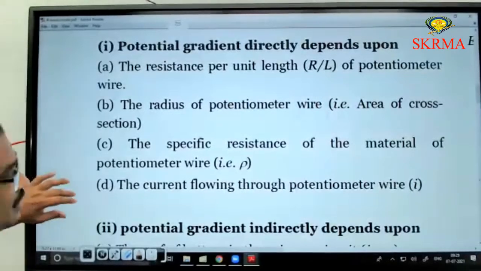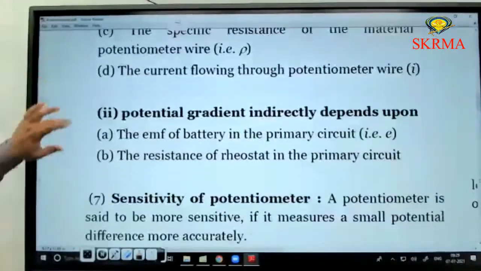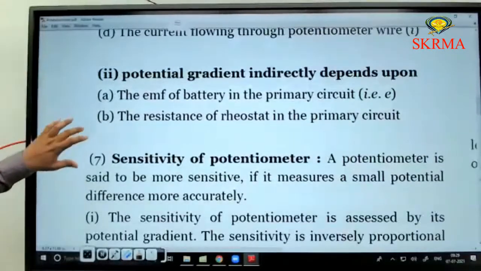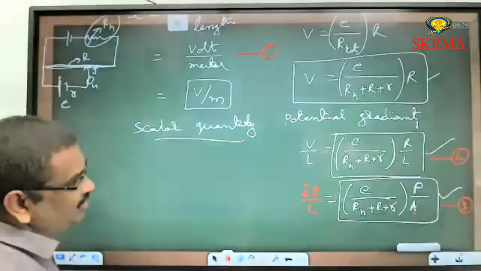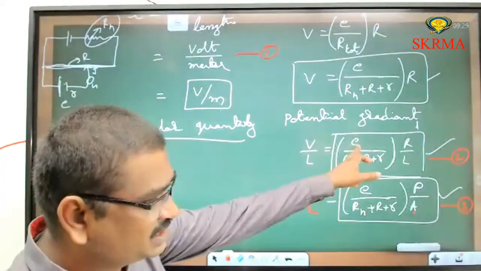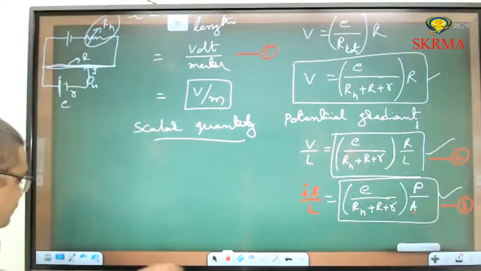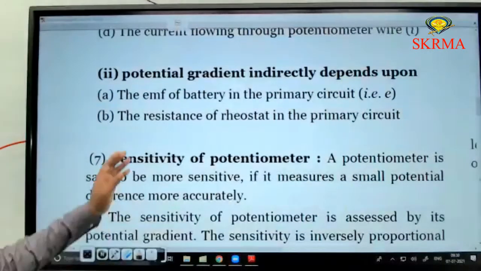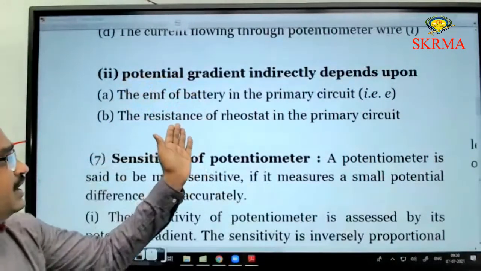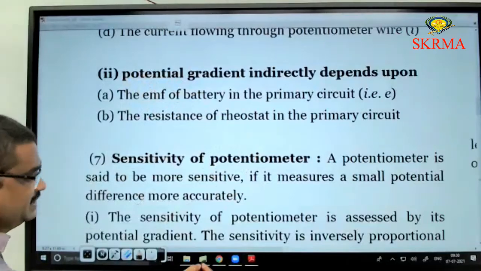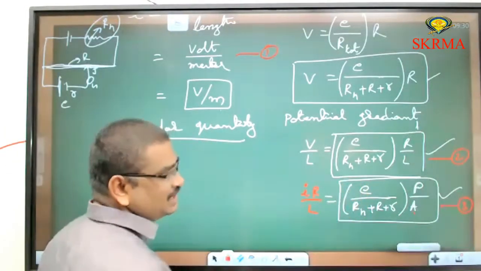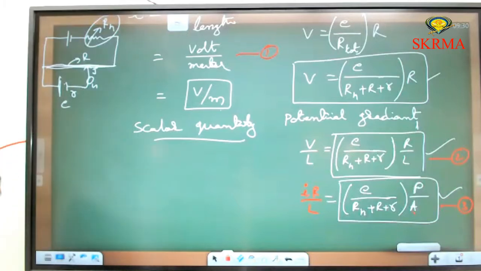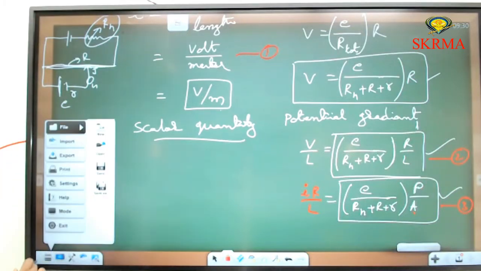Next one. Potential gradient also depends on these factors. One is the EMF of the battery. Is it there or not? Small e is there. So the EMF of the battery. Next one, potential gradient depends on the resistance of the rheostat. Is it there or not? RH. What is RH here? That is the resistance of the rheostat.